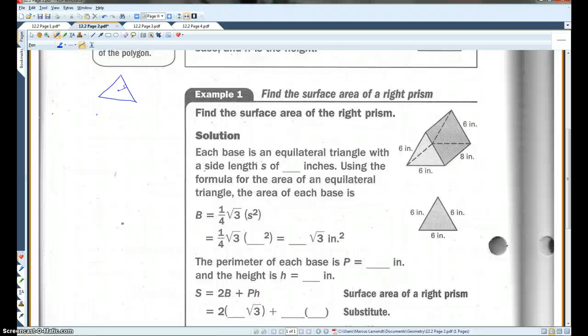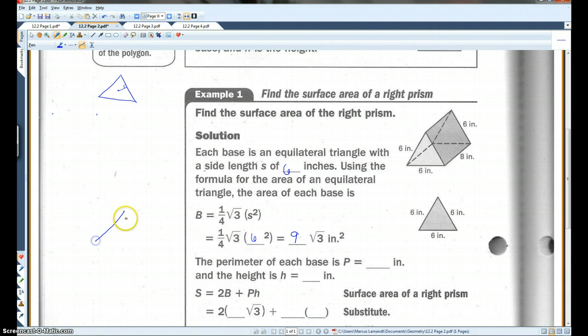Each base of it is an equilateral triangle with a side length of 6 inches. Using the formula for the area of an equilateral triangle, the area of each base is this. Six squared is 36. 1/4 of 36 is 9.